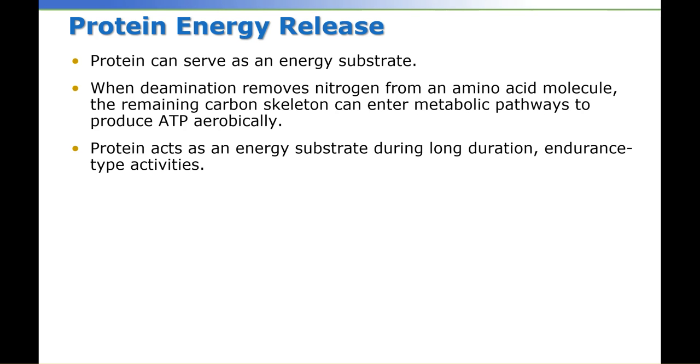Protein acts as an energy substrate during long duration endurance type activities. So people say, well, what is protein used for? Okay, if I eat protein rather than carbs before an activity, it's good for long duration endurance type activities. It's not going to give you that quick burst of energy through an anaerobic source, such as resistance training or a quick sprint.